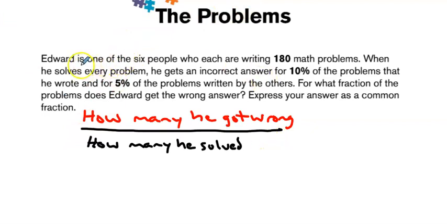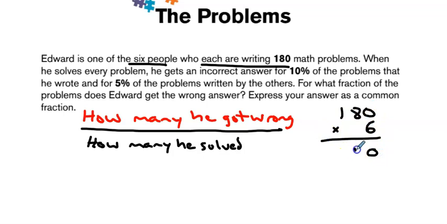That's because we know that Edward is one of 6 people and they are each writing 180 problems. So 180 times 6 gives us a total of 1,080 problems. So that's going to be our denominator for now, 1,080. I'm hoping to reduce this number a little later, but we'll see. Now we need to know how many he got wrong.